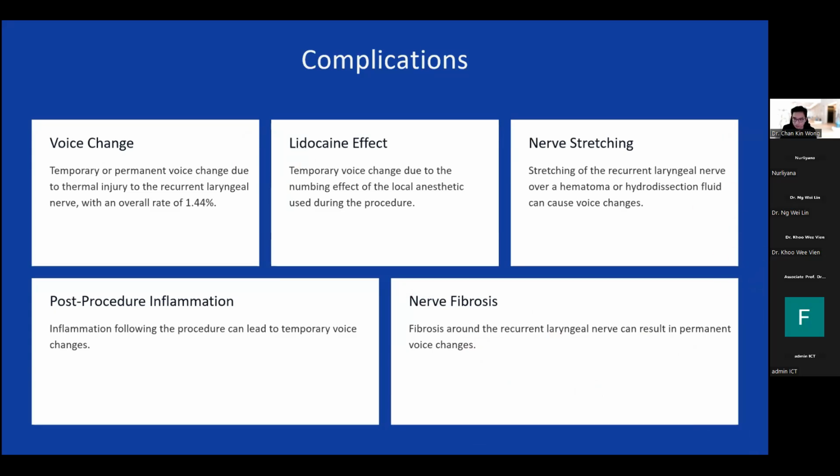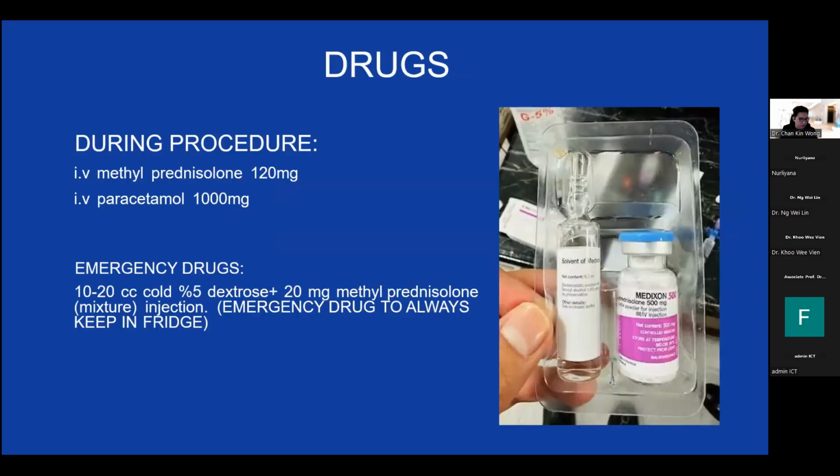Because of that, we need to have all these drugs ready. During the procedure itself, we give patients prednisone and also IV paracetamol, basically to reduce inflammation and pain. We also have an emergency drug, which is a cold dextrose prednisone injection. It is injected directly around the region of the nerve when the patient experiences voice changes during the procedure.